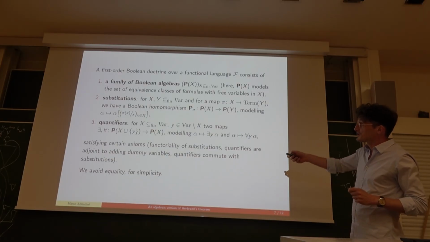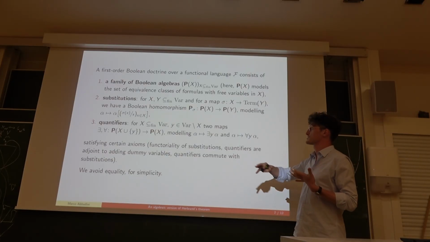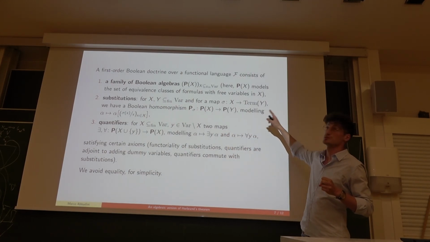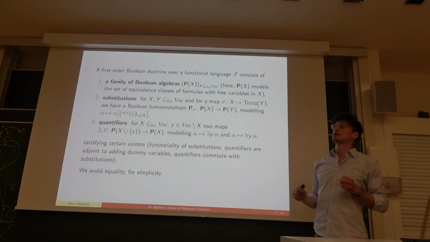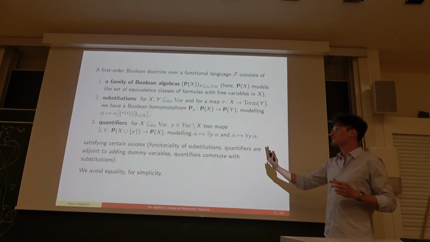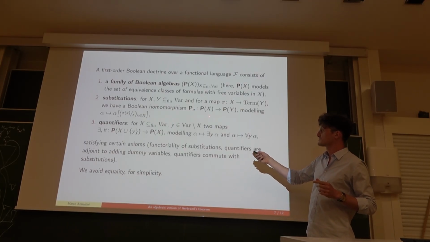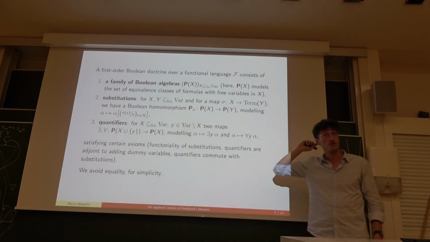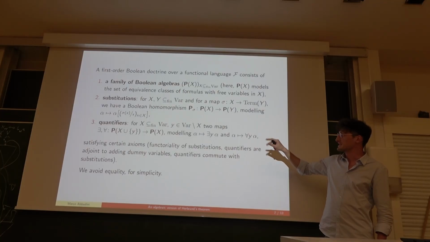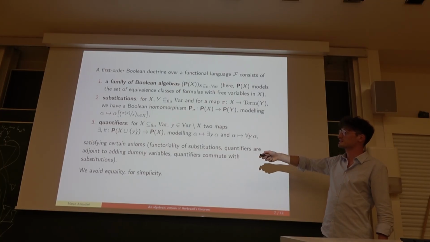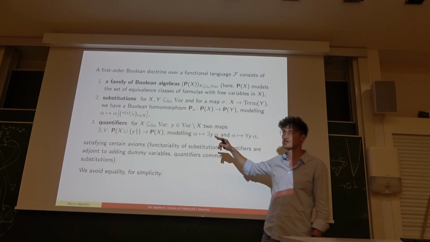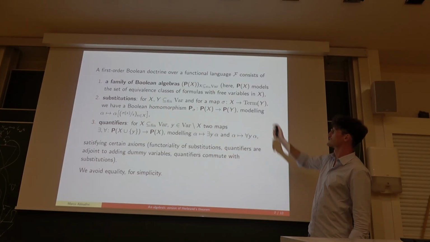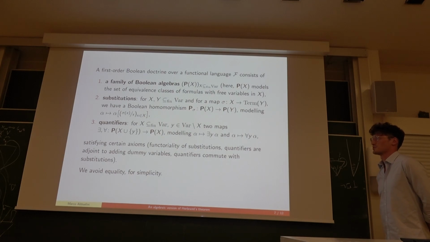Then we have, as part of our algebraic structure, substitutions. So whenever I have two finite sets of variables and a function sigma from the first set to terms in the second set, then we have a Boolean homomorphism from P(x), which you should think of as the Boolean algebra of formulas with free variables in x, to P(y). And this is essentially the substitution where each variable x is replaced by sigma(x), which is a term with free variables in y.